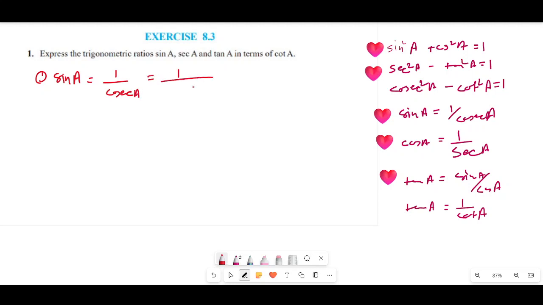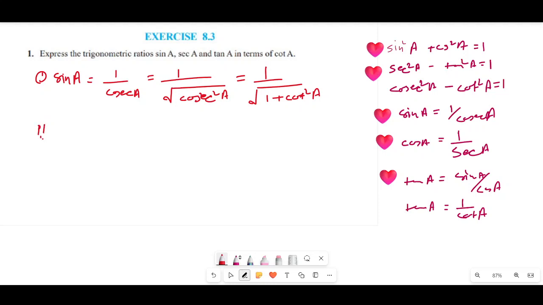Then we can write 1 upon the square root of cosec square A. Then cosec square A equals 1 plus cot square A. So 1 upon the square root of 1 plus cot square A, that is the solution.